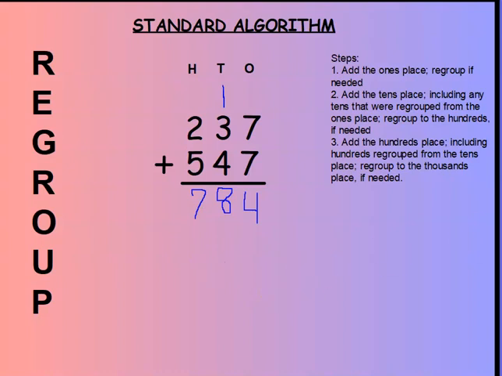So the sum of this problem is 784. So if you look back over here at our steps, we did step 3. It said add the hundreds place, including hundreds regrouped from the tens place. We didn't have any in this example. And then if we have to, after we've added, we would regroup to the thousands place if we needed to. And notice I don't have the thousands written here. That's okay. It doesn't have to be written there. But I know that that's the next place value of my numbers.